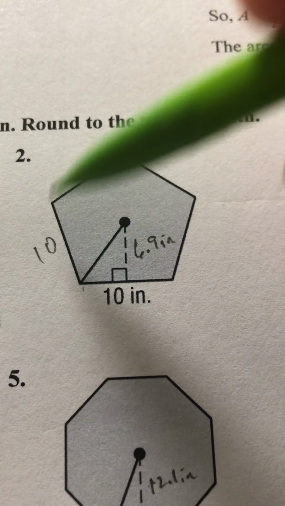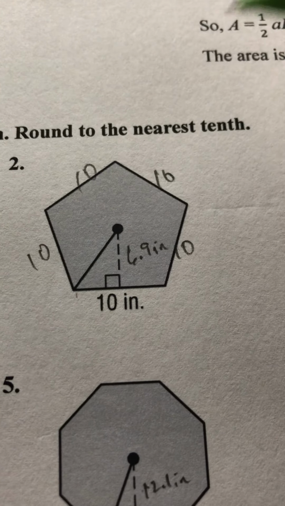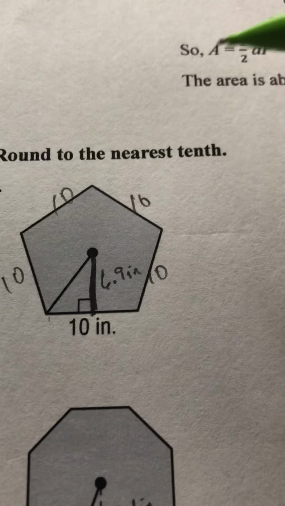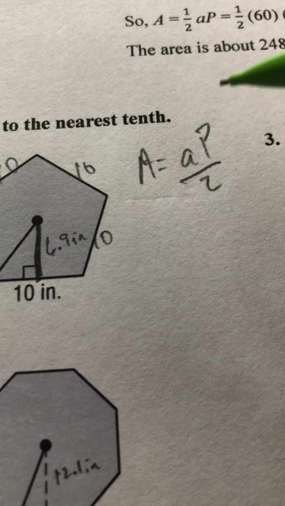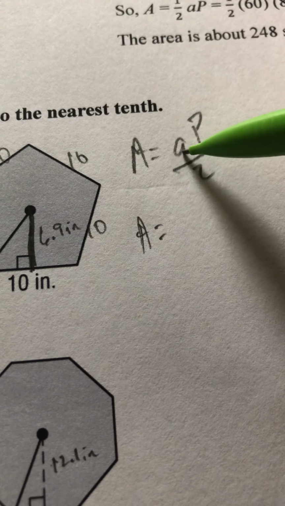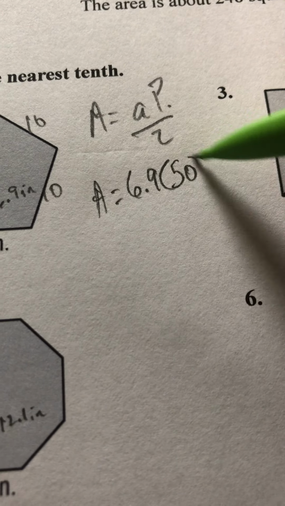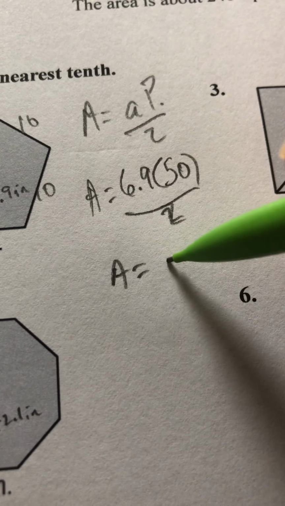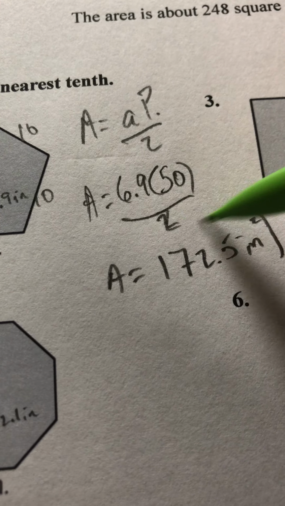So this side is 10, so that means all these sides are 10. This is a pentagon, so you add up all the sides, it's 50. The apothem, you have to be able to identify it on your assignment and your test. That's the apothem. So area equals little a times big P divided by 2. Area equals the apothem, 6.9, times the perimeter, 10, 10, 10, 10, 10 is 50, and then divided by 2. So the area, after you calculate that, is 172.5 inches squared.